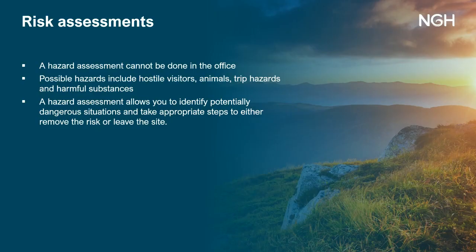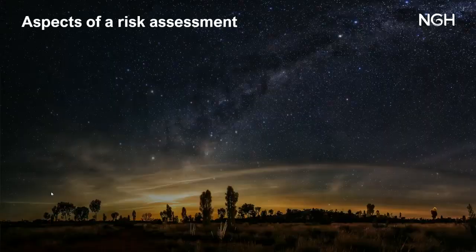Carrying out a dynamic risk assessment allows workers to identify potentially dangerous situations and take appropriate steps to either remove or manage the risk. If appropriate mitigation cannot be achieved, then we should not carry out the work. There are three important aspects of a dynamic risk assessment.